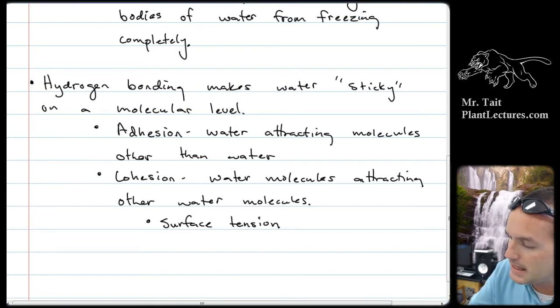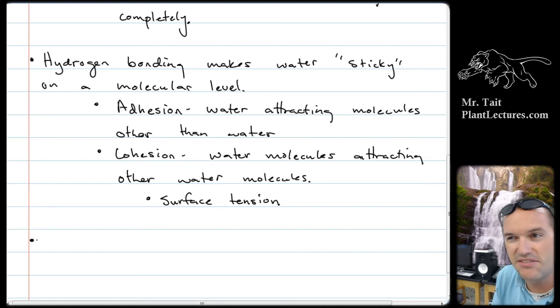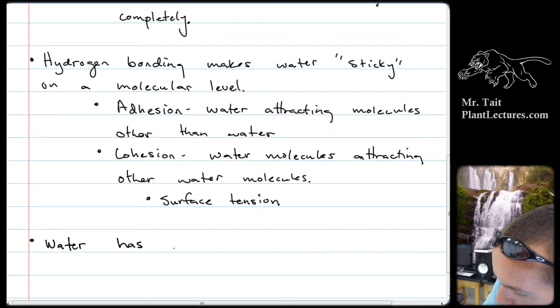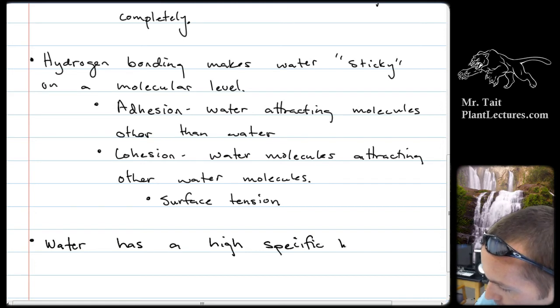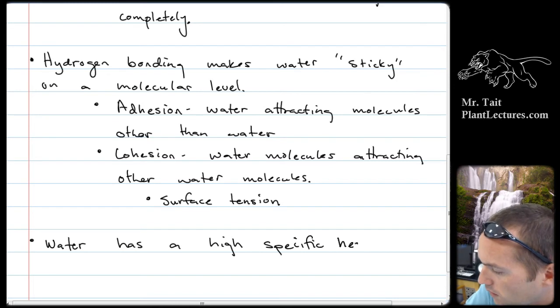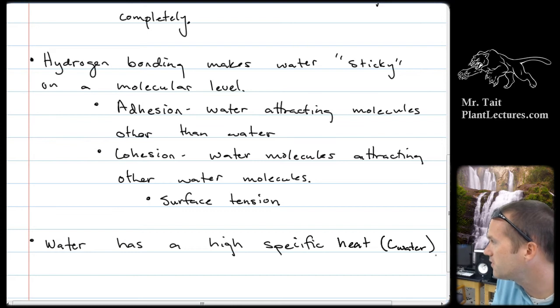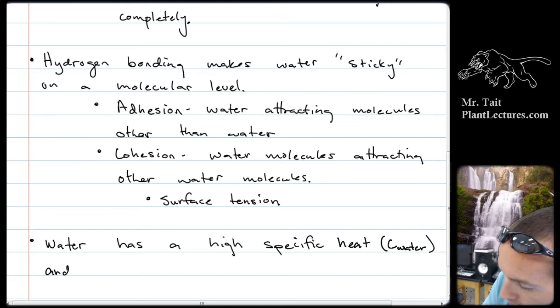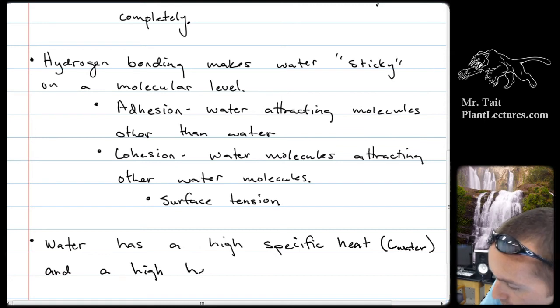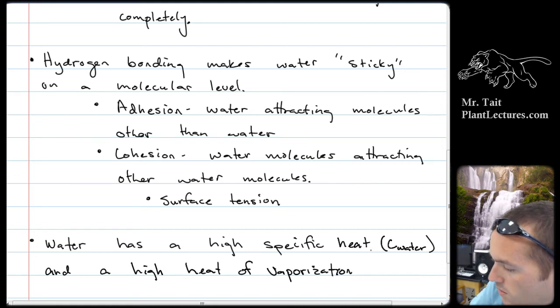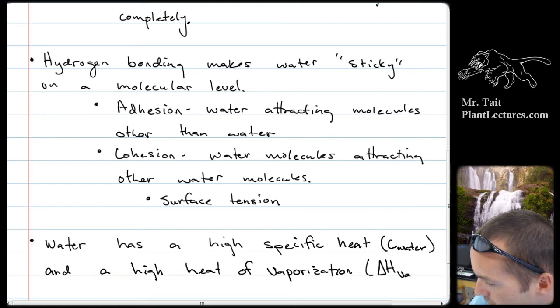Awesome. The last thing is about something called specific heat and heat of vaporization. So we say that water has a high specific heat, and if you remember from chemistry, the term for that is C sub water. C means specific heat, right? And a high heat of vaporization, which again is delta H VAP.